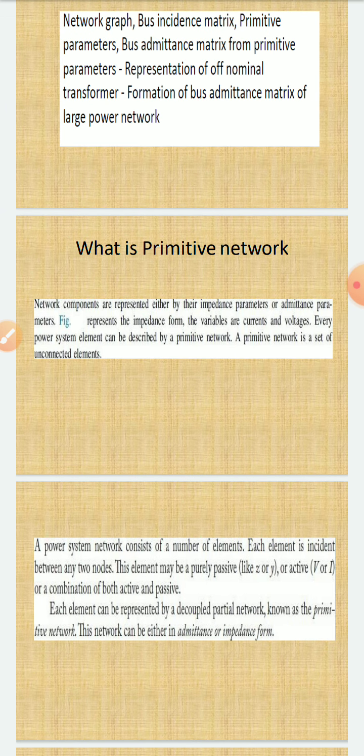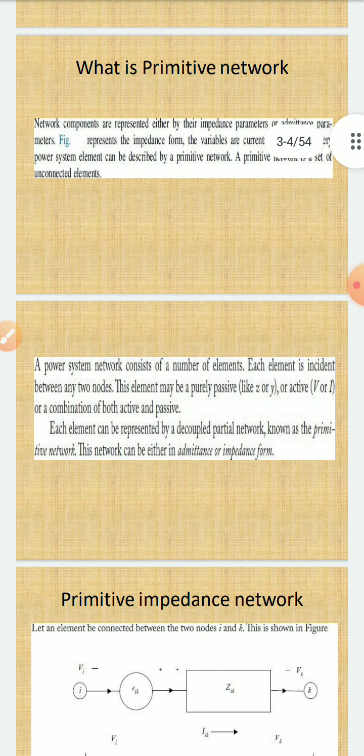The network components are represented either by impedance parameters or admittance parameters. The given figure represents the impedance form. Here the variables are voltage and current. Every power system element can be described by a primitive network. A primitive network is a set of unconnected elements.